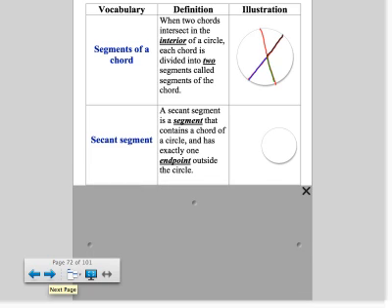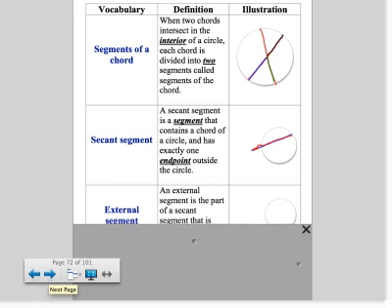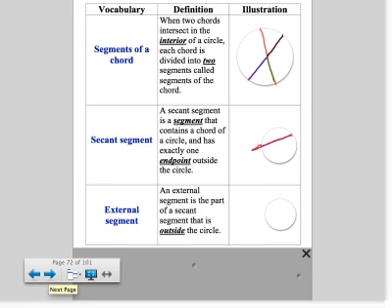A secant segment is a segment that contains a chord of a circle and has exactly one endpoint outside the circle. In other words, something like this would be a secant segment because this portion of the segment is a chord, and then this smaller portion is outside the circle. So a secant segment is a segment where part of it is outside of the circle. And then finally, an external segment is the part of a secant segment that is outside the circle. So again, the external segment here is going to be that little outside part right there. We'll call it the outside segment too.